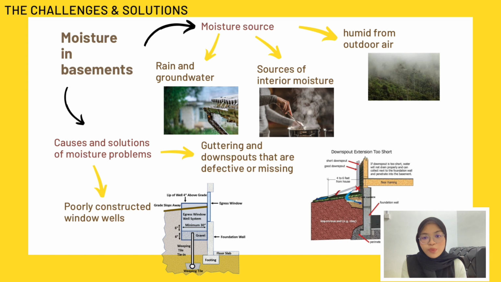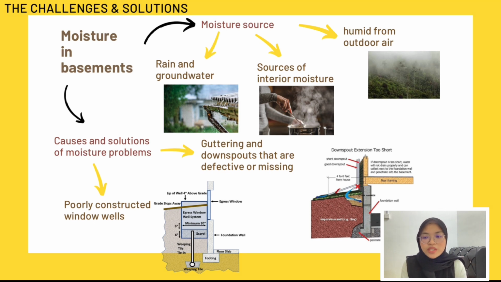Lastly, we go to the last problem, which is moisture in basements. There are many moisture sources, which are rain and groundwater, interior moisture from steam from cooking, showering and clothes dryers, and finally the humidity from outside air. Actually, the humidity from outside will condense on the chilly basement wall and floor surfaces.